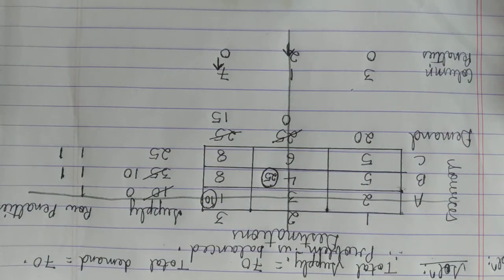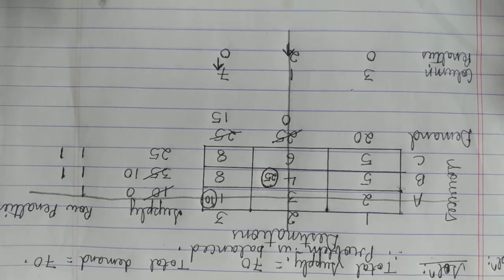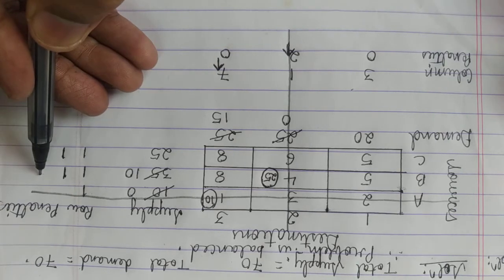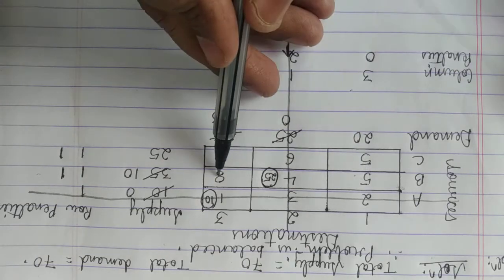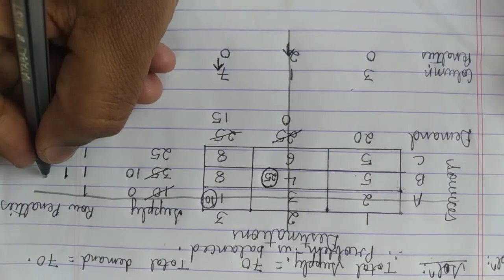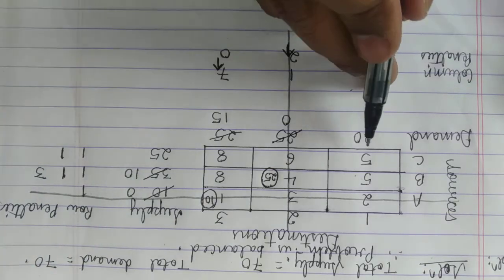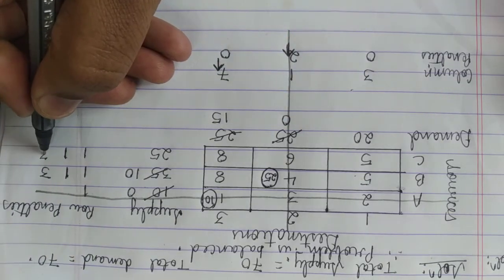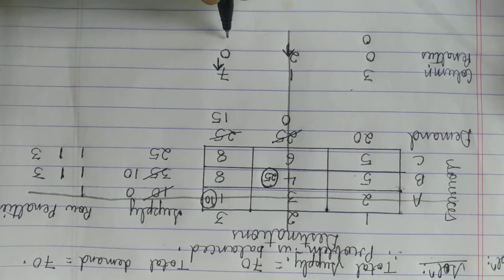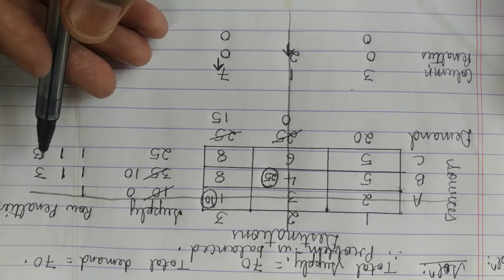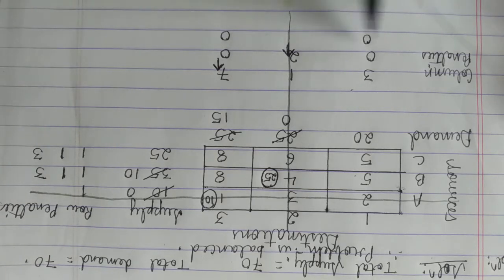Fine. Now again find out row penalties and column penalties. Row penalties I'll find out. Only 2 elements are there, so least is this, second least is this, the difference is 3. Here again the difference is 3. Here the difference is 0 and here the difference is 0. No need to find for this because this is already cancelled.